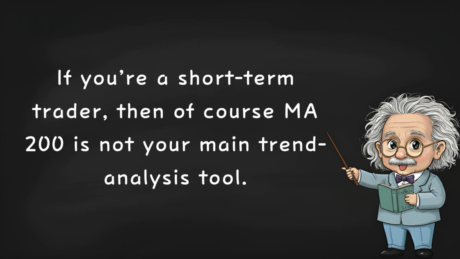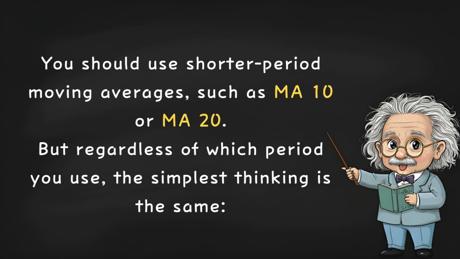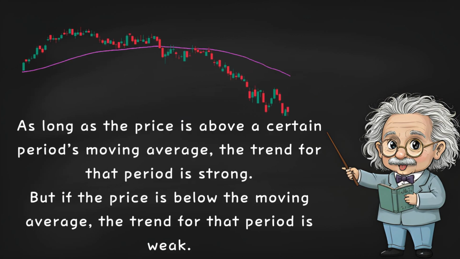If you're a short-term trader, then of course MA 200 is not your main trend analysis tool. You should use shorter period moving averages such as MA 10 or MA 20. But regardless of which period you use, the simplest thinking is the same. As long as the price is above a certain period's moving average, the trend for that period is strong. But if the price is below the moving average, the trend for that period is weak.